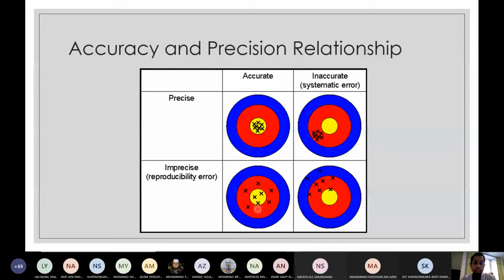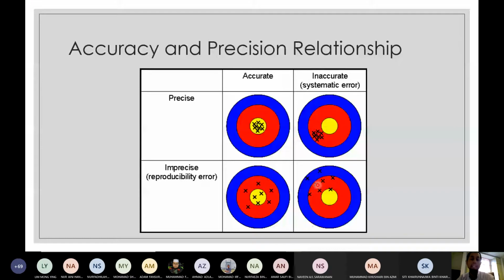The bottom one here, the third condition, we have the value that is roughly accurate, which is it's centered around the center value or the true value, but it's not precise because when you take different readings, the values are quite far away from each other. So that means it's not precise. And the final condition, it's both not accurate and not precise because the readings are quite far away from each other and not close to the center value, which is the true value.